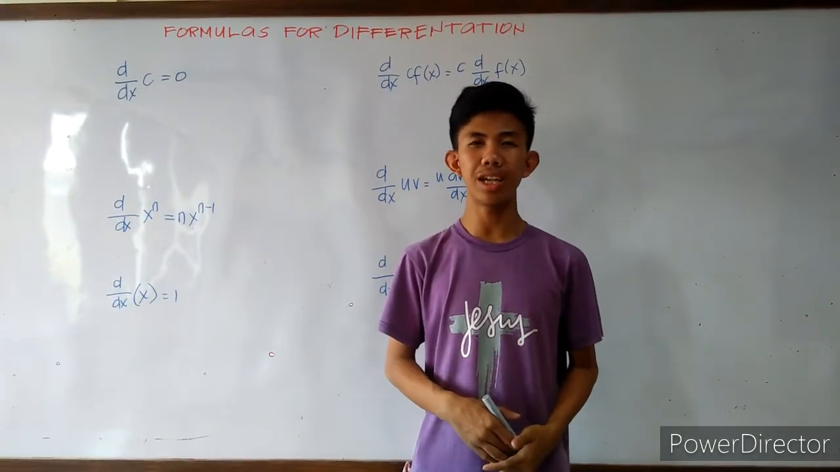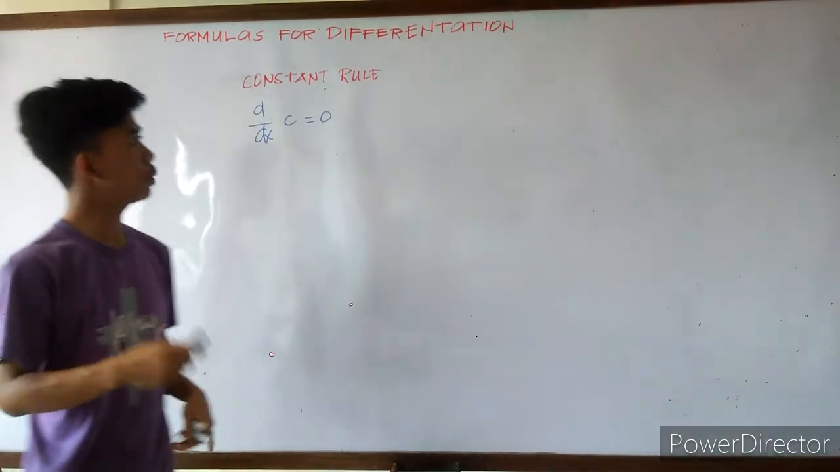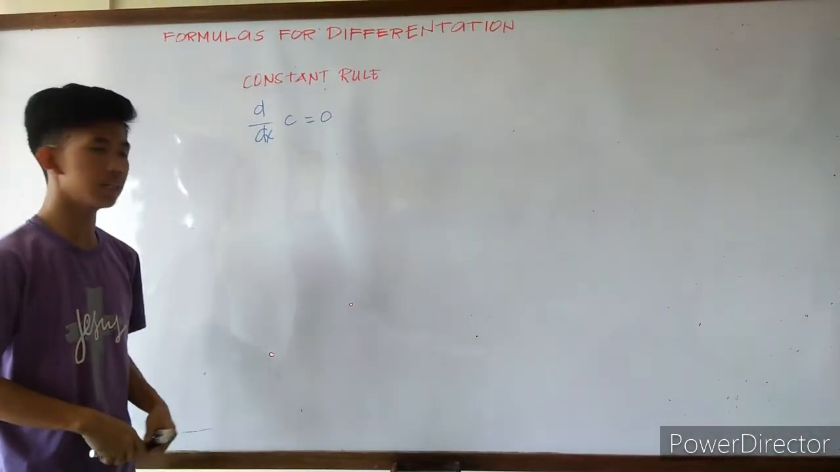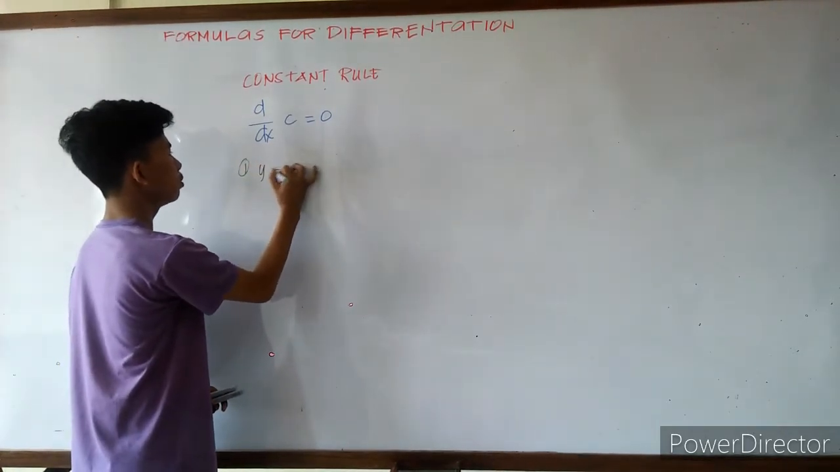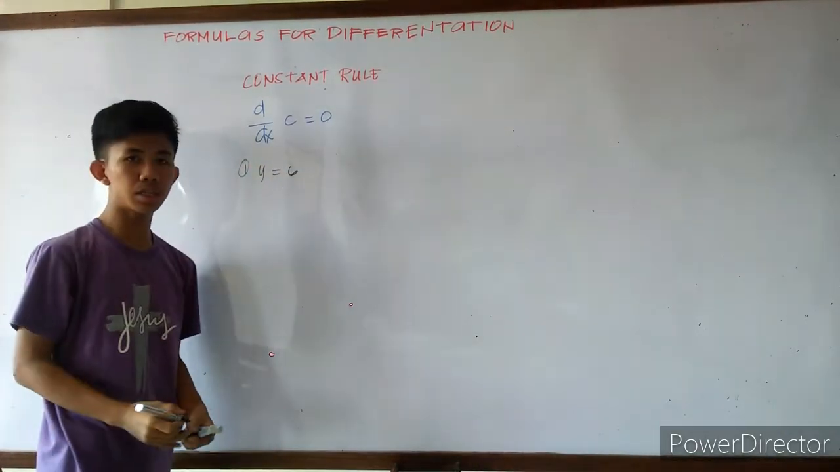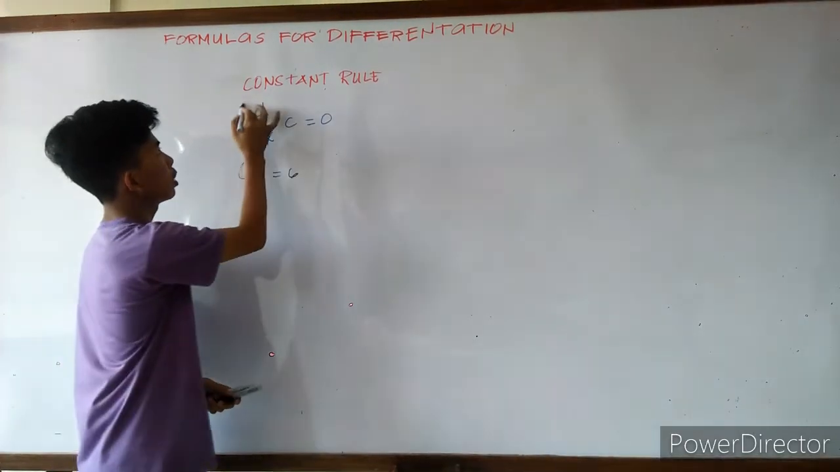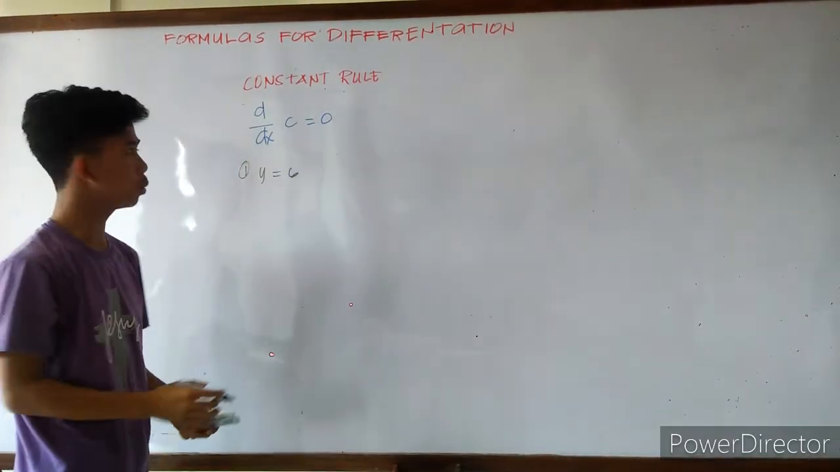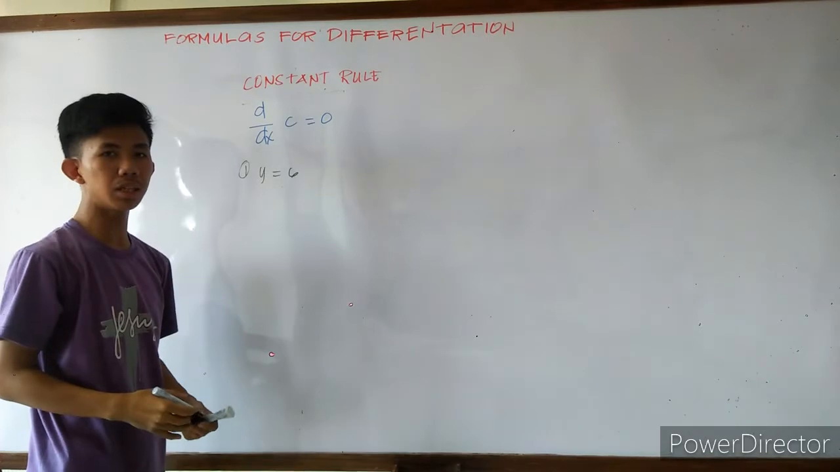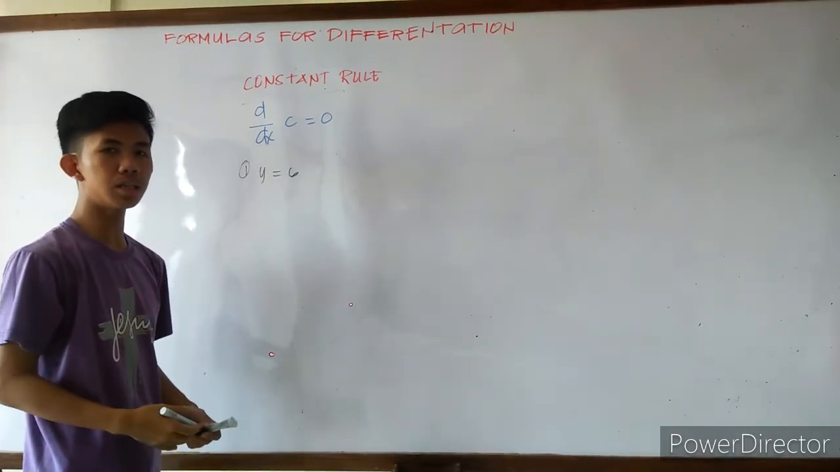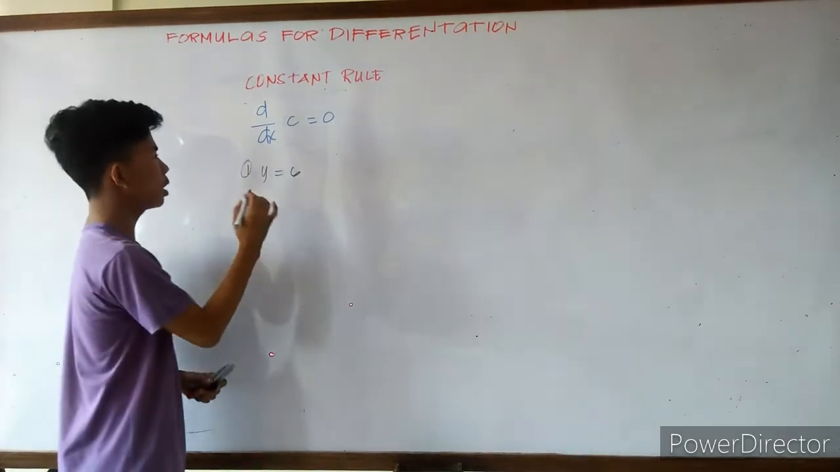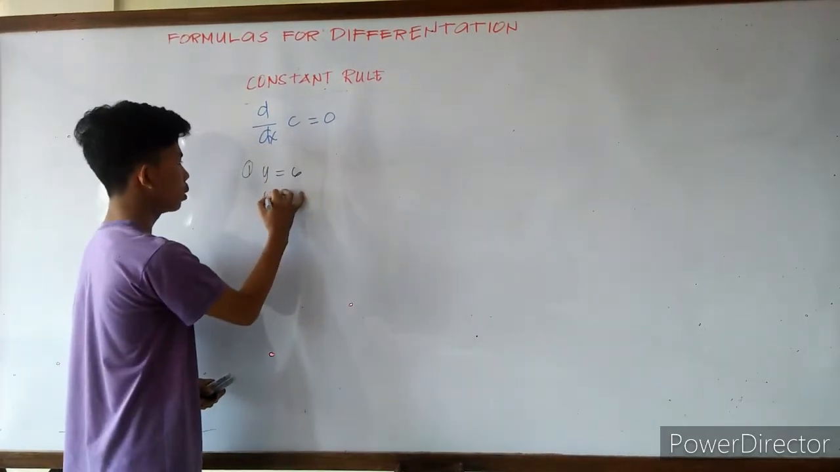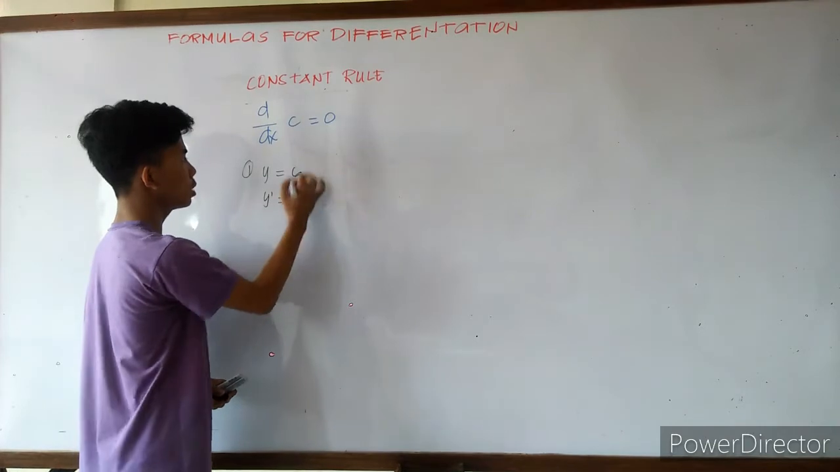Let us try this example. First formula, the constant rule. Example number 1. Find the derivative of y equals 6. So, this is a constant rule. If you can see that the given is only the constant term, so you use this constant rule. So y equals 6, y prime is equal to 0.